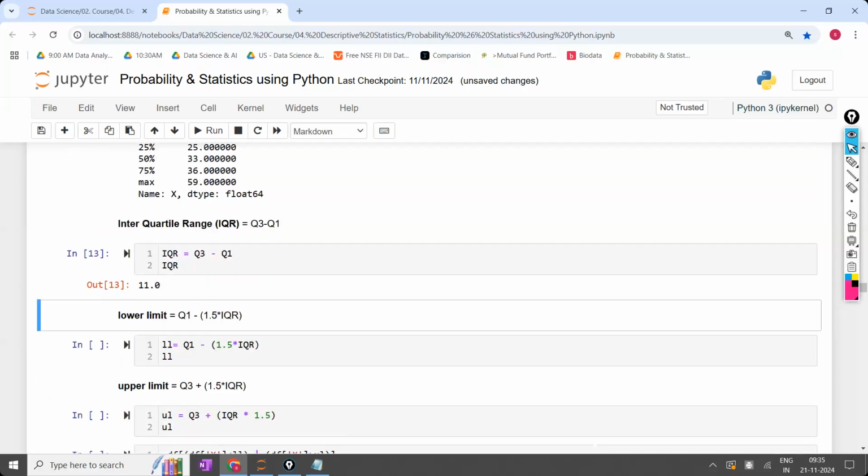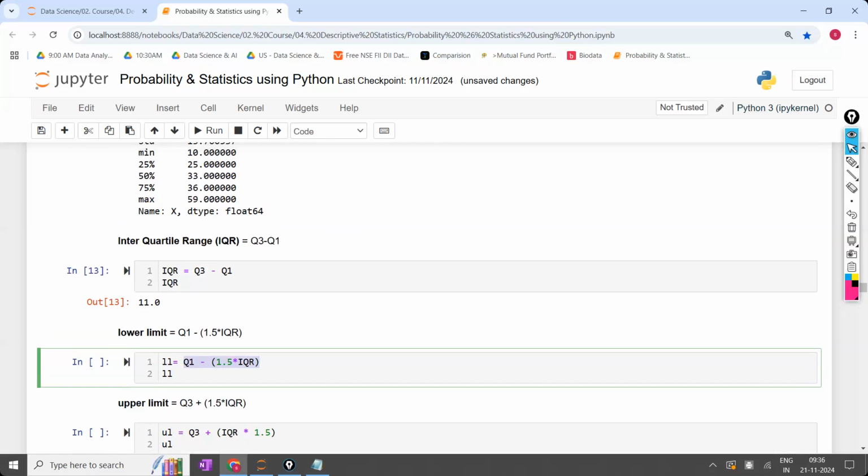And next, from there, we are moving on to the lower limit and upper limit. Now, what is meant by lower limit? Lower limit means Q1 minus 1.5 into IQR. A value which is Q1 minus 1.5 into IQR. Here, what is the Q1 value for you? For the given data set, Q1 is 25.